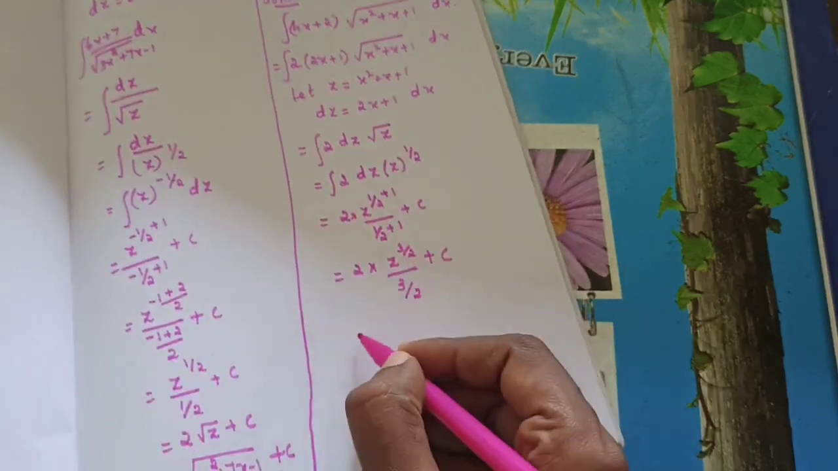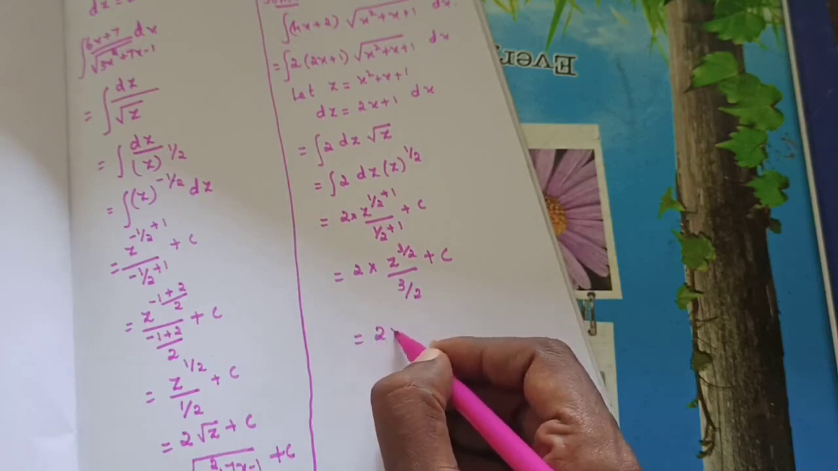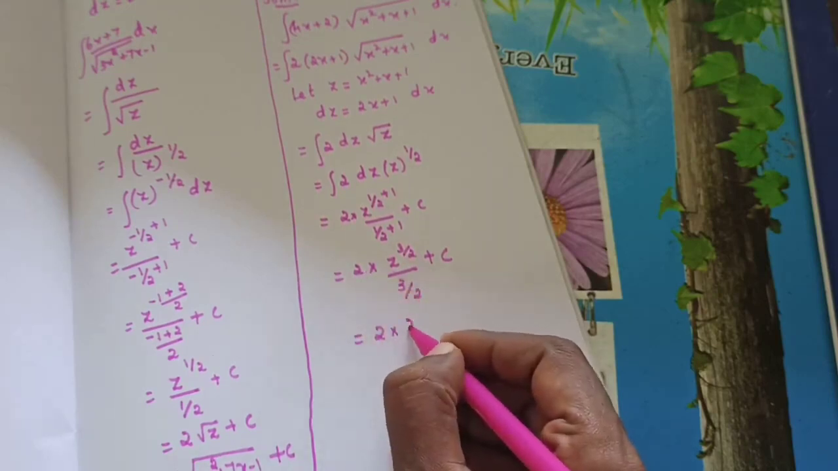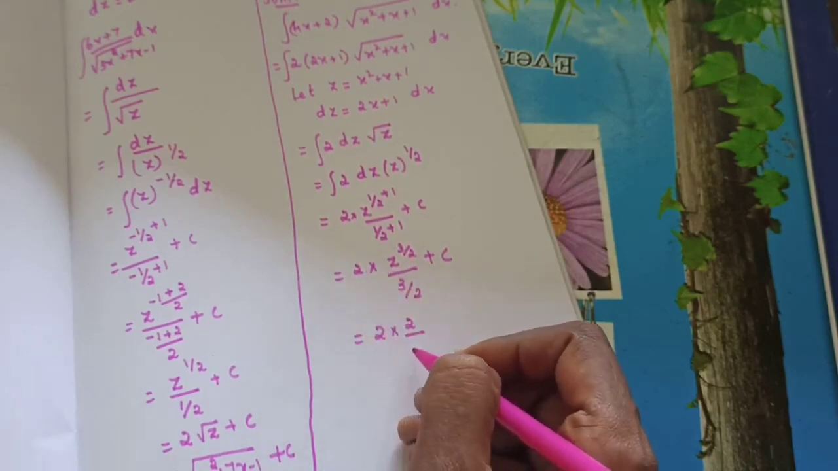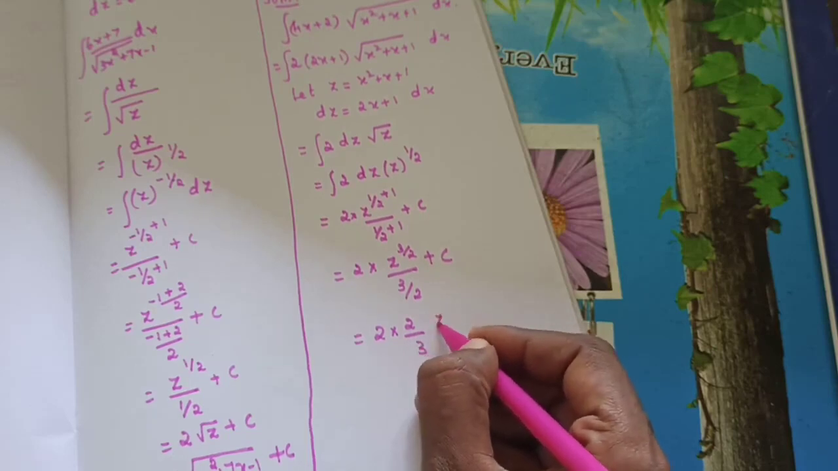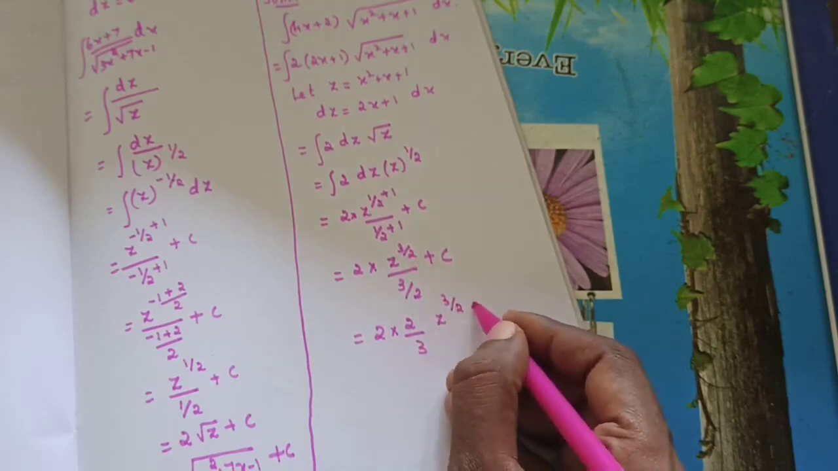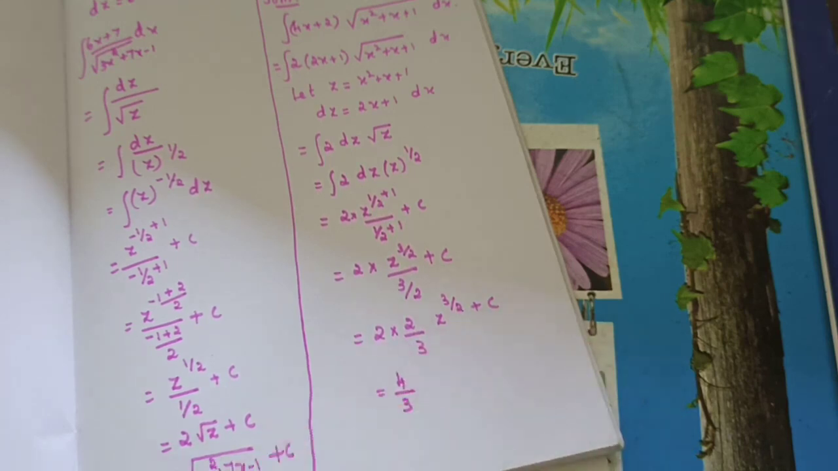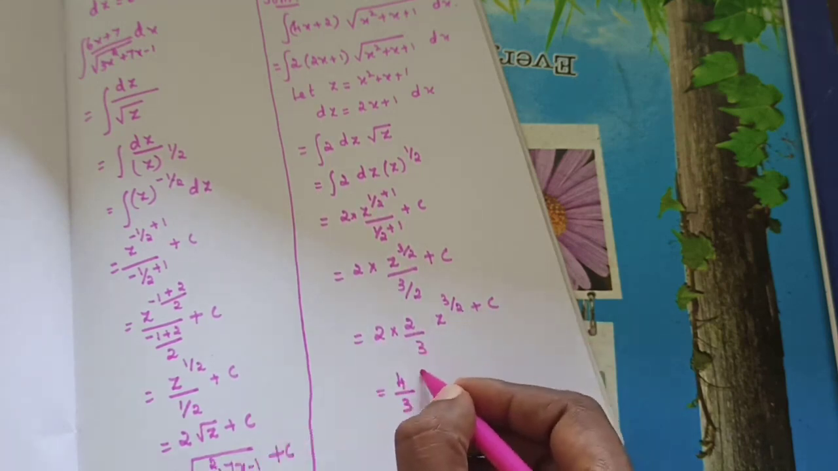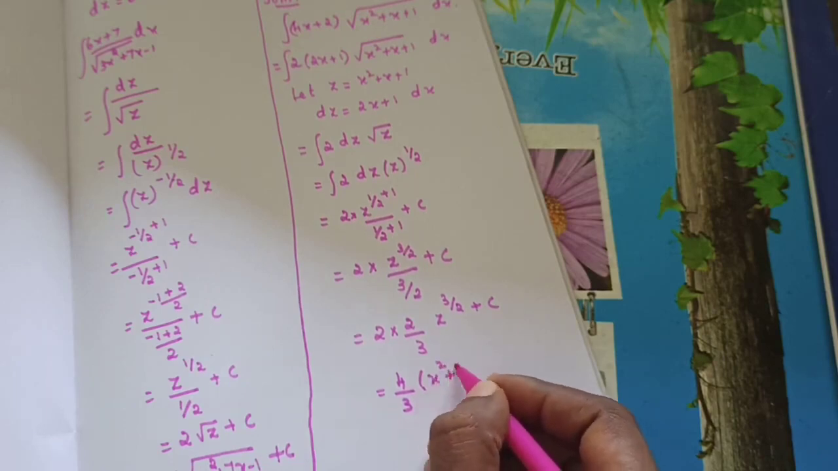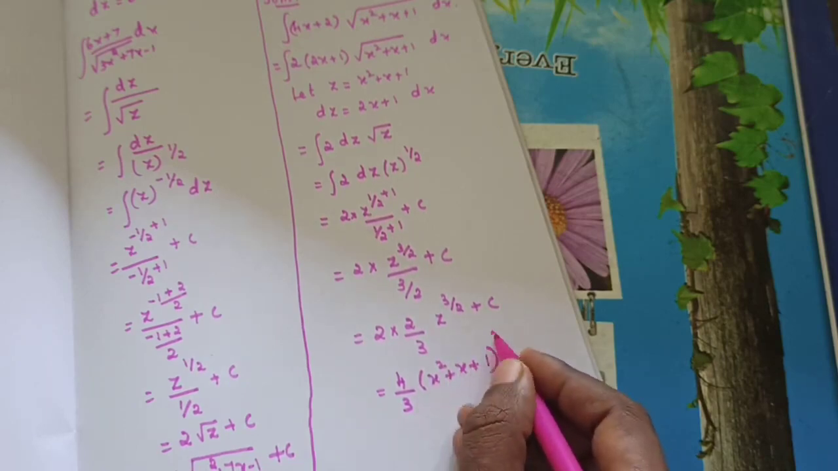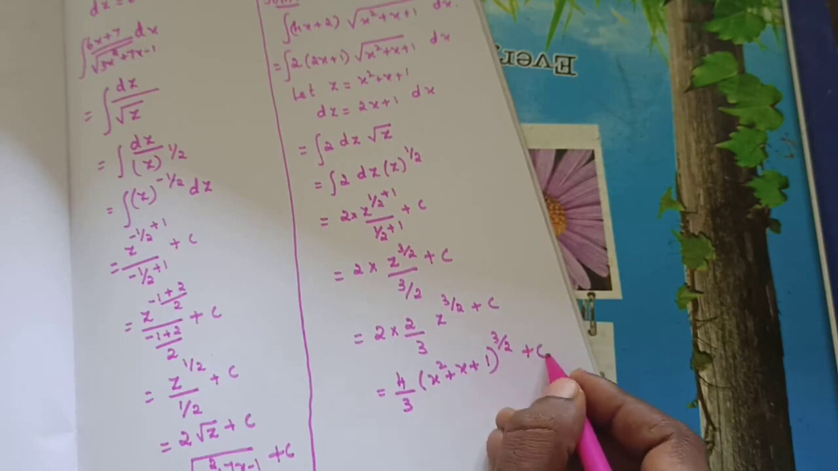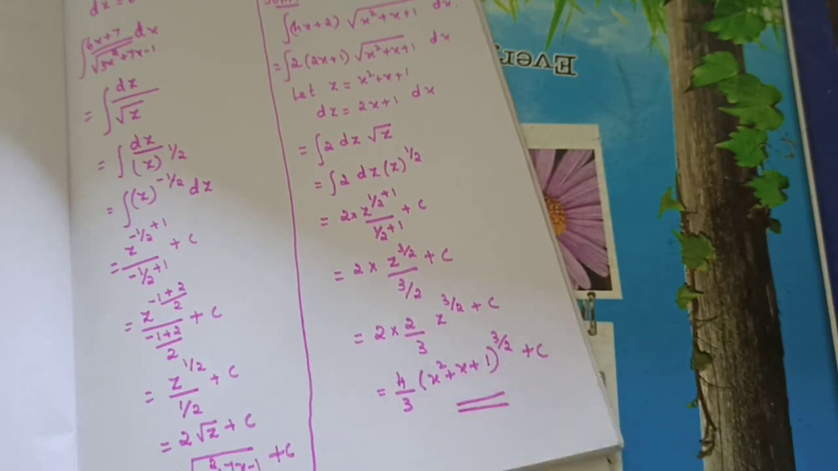So that's equal to 2 into, bring this to numerator, so 2 by 3, correct, into z power 3 by 2 plus c. So 2 into 2 is 4 by 3. Shall we substitute the z value? (x square plus x plus 1) the whole power 3 by 2 plus c. This is the answer. Have you got it?